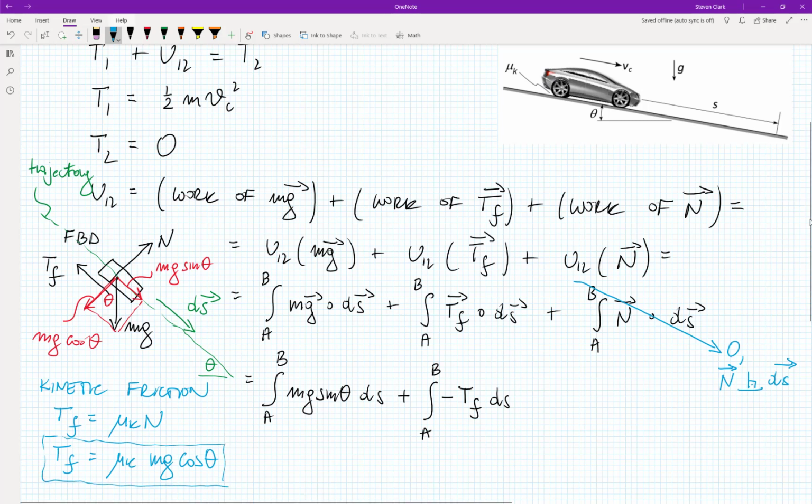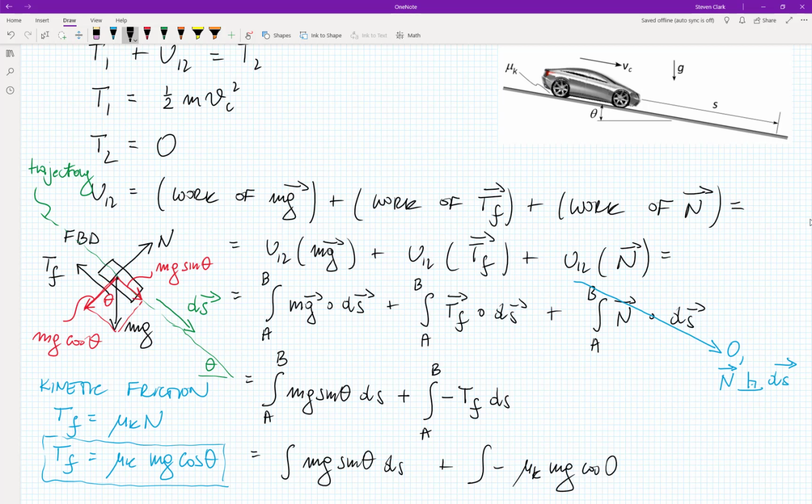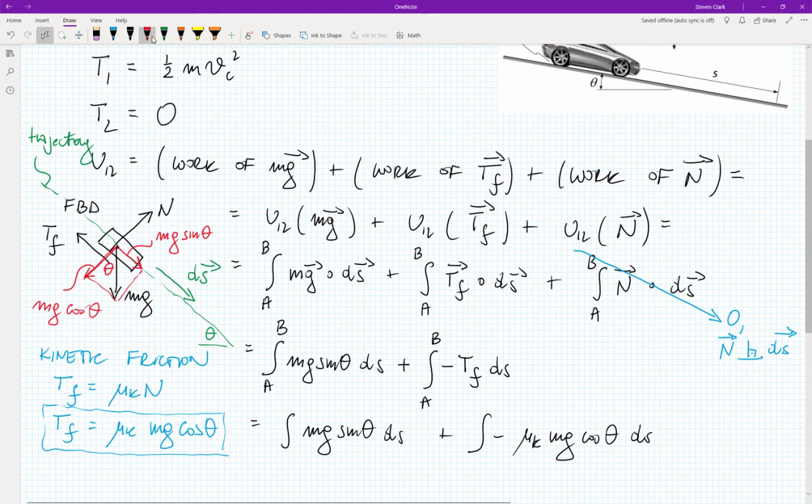Okay, we are almost there, guys. So right now let us write mg sine theta ds plus negative mu k mg cosine theta ds. What are the integration bounds? I believe that they are from 0 to s. If you look at the top right corner, 0 is here and s is here. So we can put 0 and s in here and 0 and s in here. And also please observe that these integrands are constant.